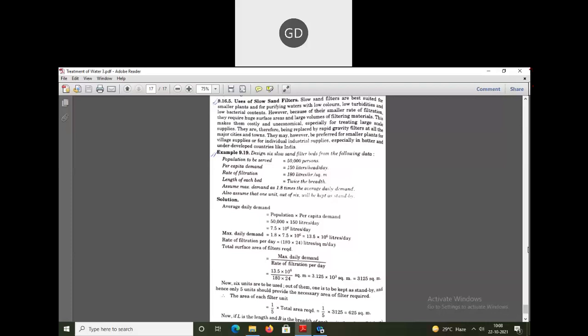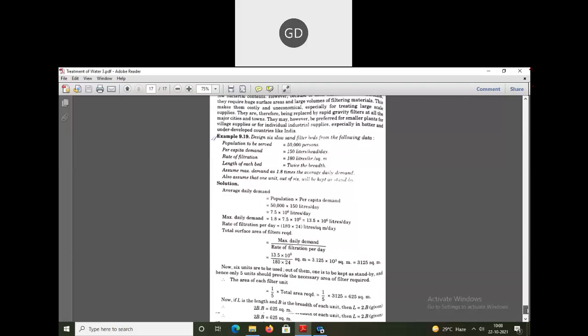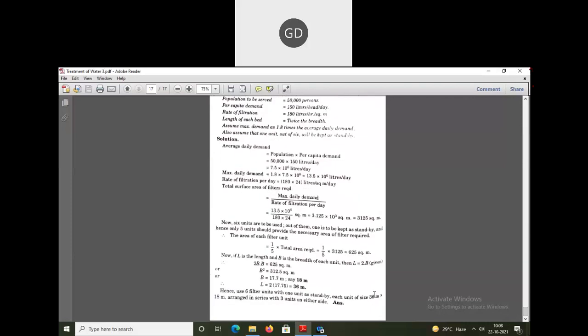The total surface area you have, just divide it by 5. If you divide it by 5, you will get the surface area for each unit. So the area for each filter unit is 625 square meters. Now you have the area for each filter unit.